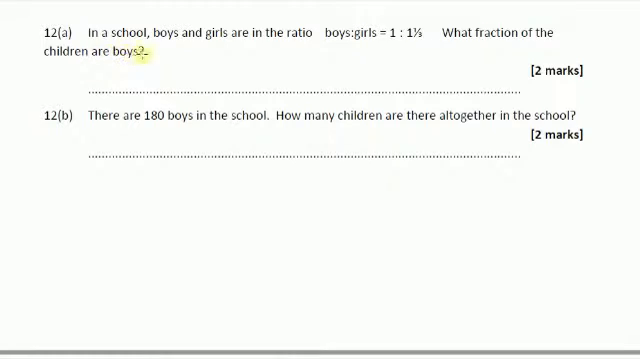Number 12a. In a school, boys and girls are in the ratio of 1 to 1 and 1/3. What fraction of the children are boys? 1 to 1 and 1/3 is not very nice because it's a fraction inside a ratio. Let's try and make it simpler by multiplying the left and the right by the same number. So 1 and 1/3 is 4/3. So what can I do to the left and the right to change it to whole numbers? I can multiply by 3.